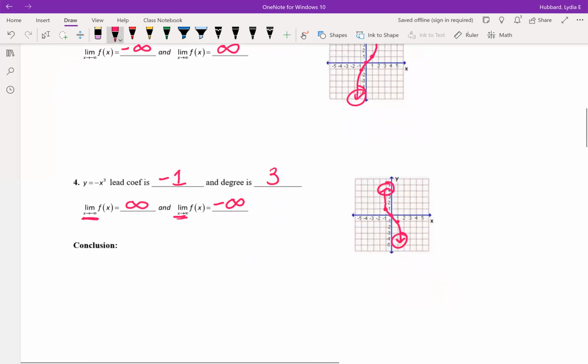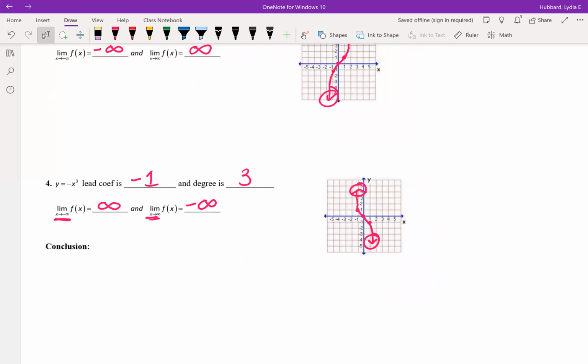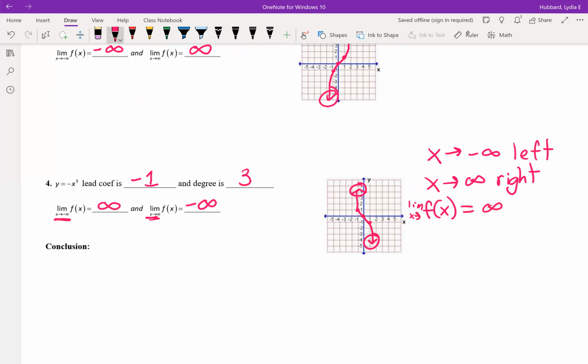Okay, if you're struggling with the infinities a little bit, one thing that may help you is x going to negative infinity, that means left. X going to positive infinity, that means right. F of x, that limit as x approaches whatever, when that's equal to positive infinity, that means up. And that limit, when it's negative infinity, that means down. So as always, right and up are our positive directions. Left and down are our negative directions.